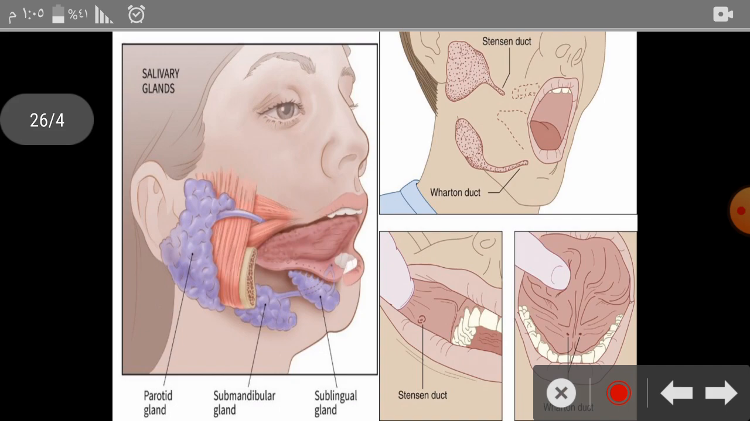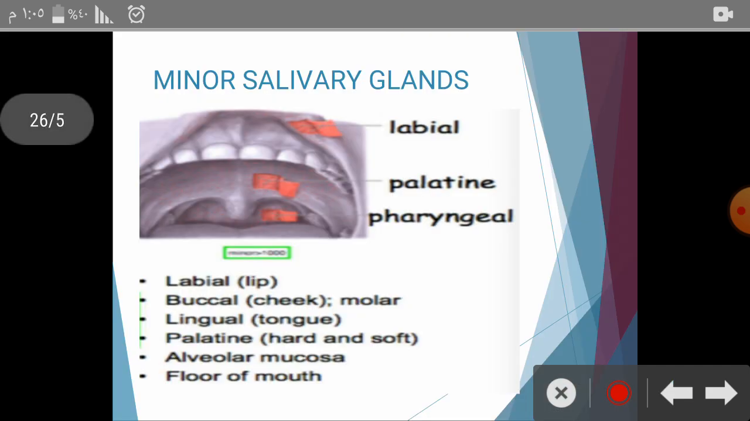The major salivary glands are the parotid, which opens into the mouth by a single duct, the Stenson duct; the submandibular salivary gland, which also opens into a single duct, the Wharton duct; and the sublingual salivary gland, which opens by the ducts of Rivinus.